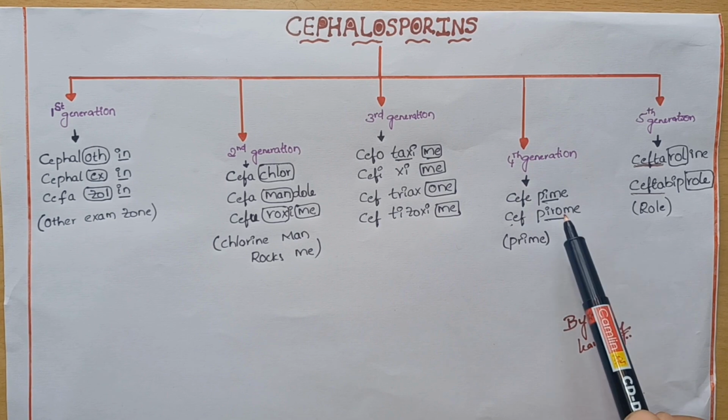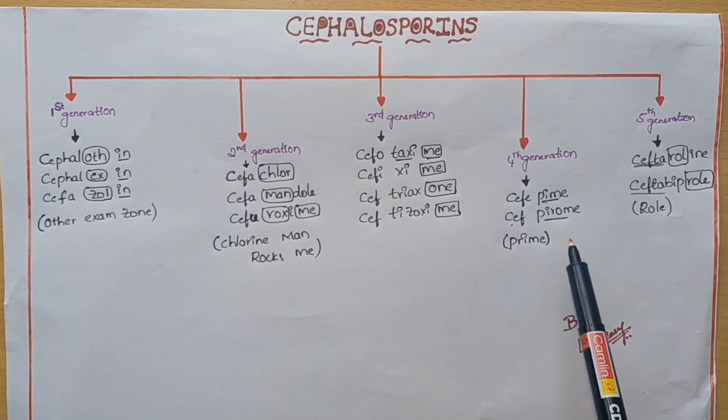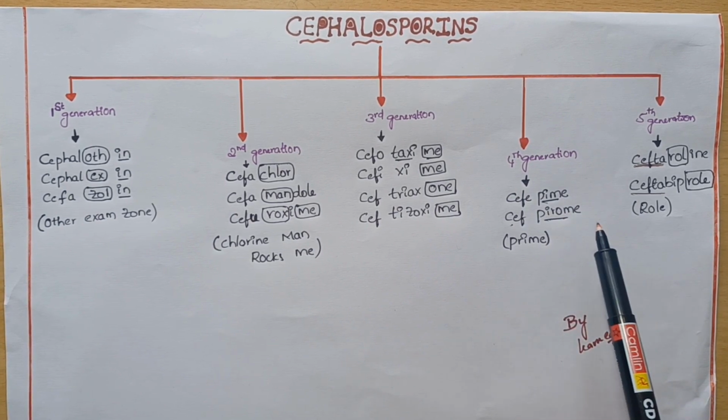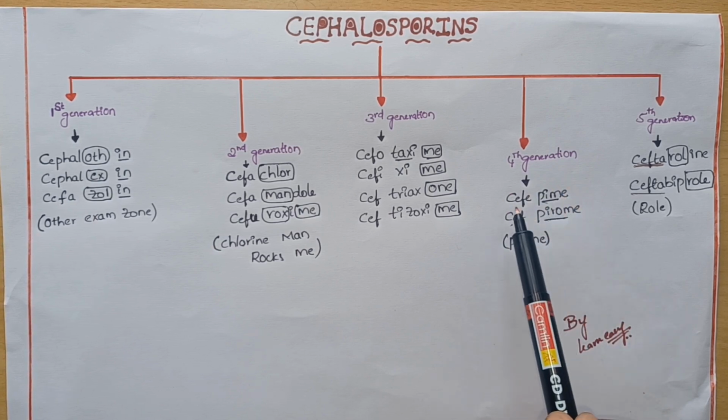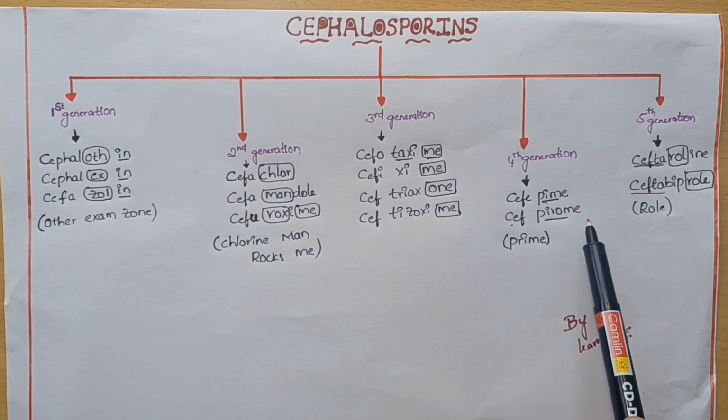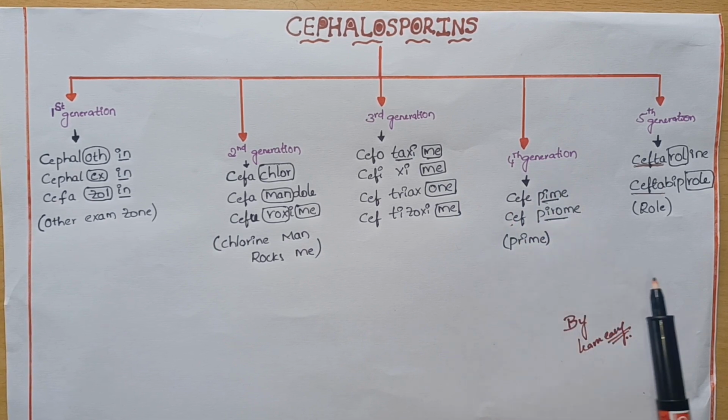Coming to fourth generation, remember it as prime or remember it as Amazon prime. Then every drug name starts with ceph and ends with pine and pyrome. Cephipine, cephipyrome. This comes fourth generation.